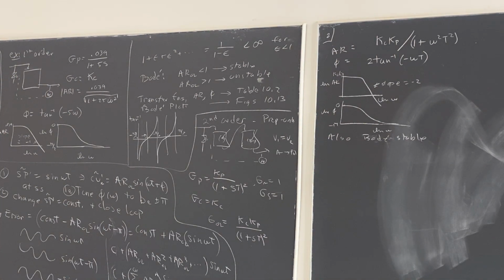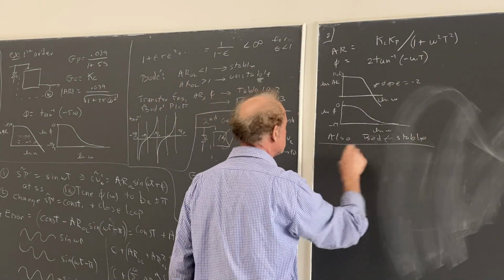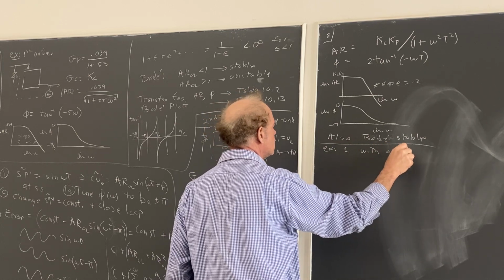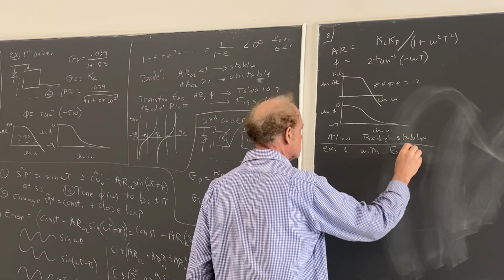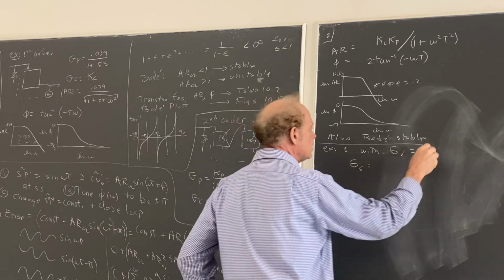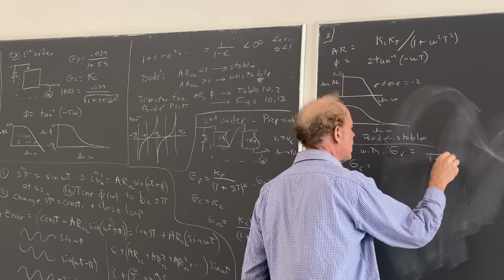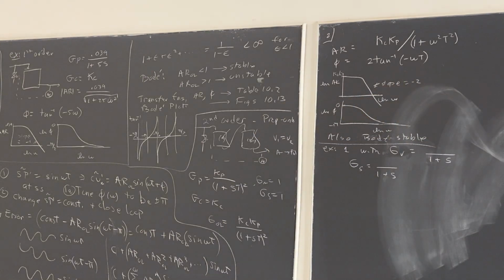Any questions on that? Okay, let's look at another example. Let's look at example 1 with a delay. Do I want a delay? No, with a different GV and a different GS, both of them first order. So GV and GS, I want them both to be something over 1 plus s times something. And I want this to be numerical. I'm going to make this a numerical example, so I need the numbers. Okay, so here I'm going to make it 0.039 over 1 plus 5s.